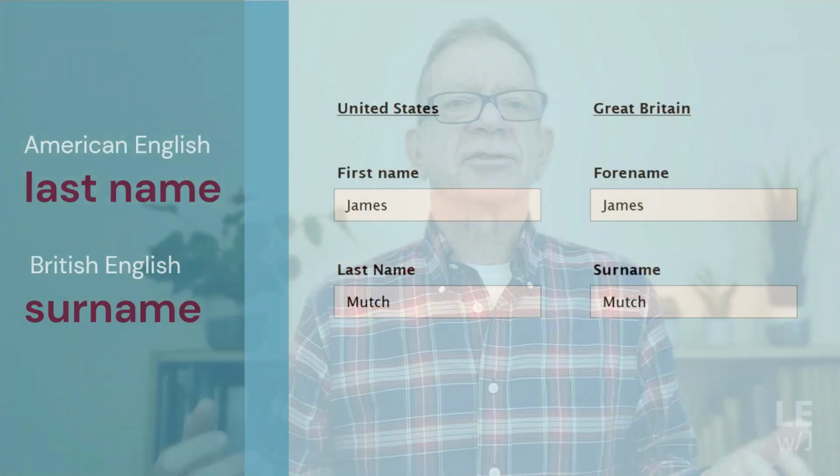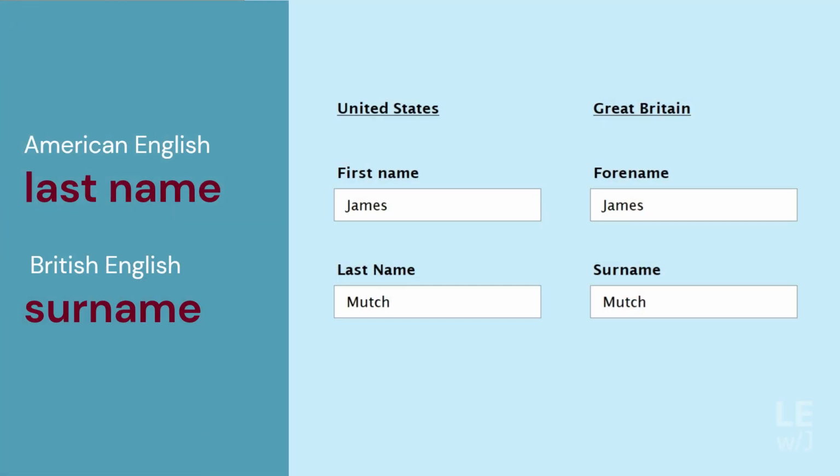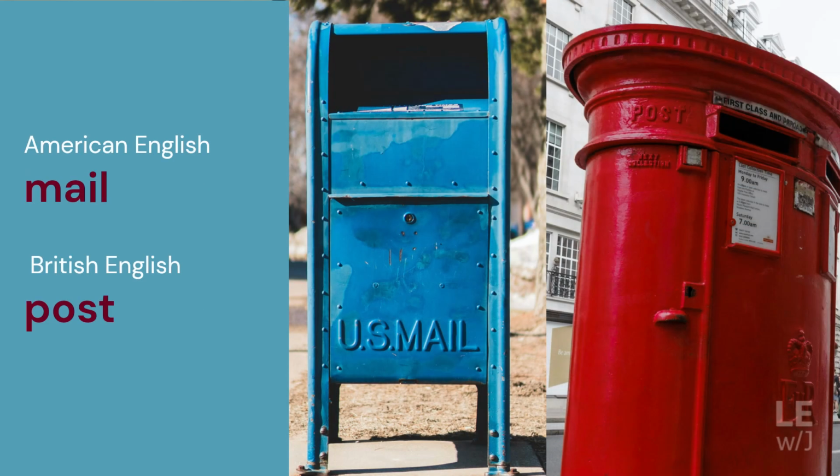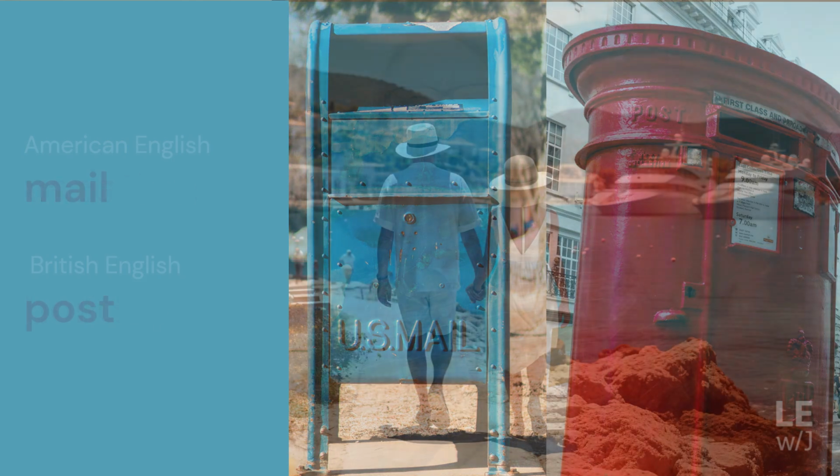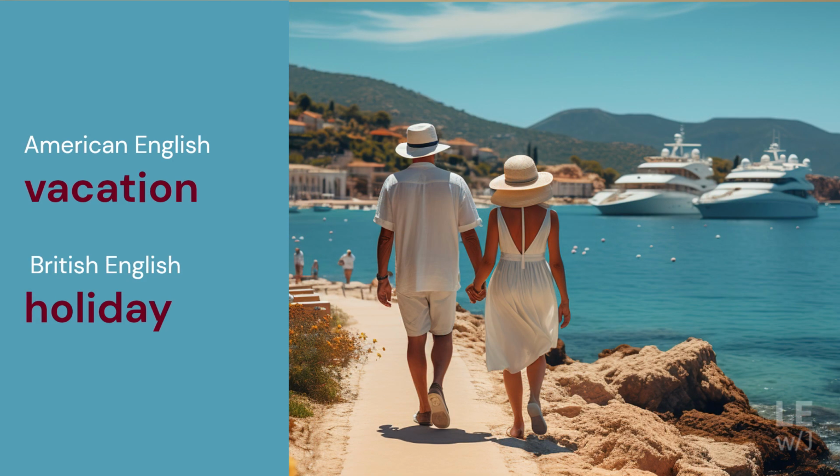In the United States, I had a last name. In Great Britain, I have a surname. In the US, I got bills sent to me in the mail. In the UK, they arrive in the post. In the US, I go on vacation. In the UK, I go on holiday.